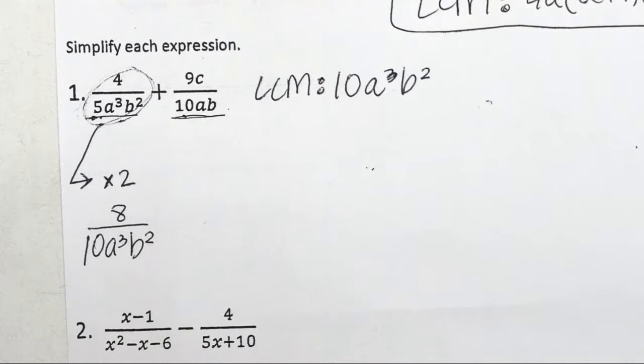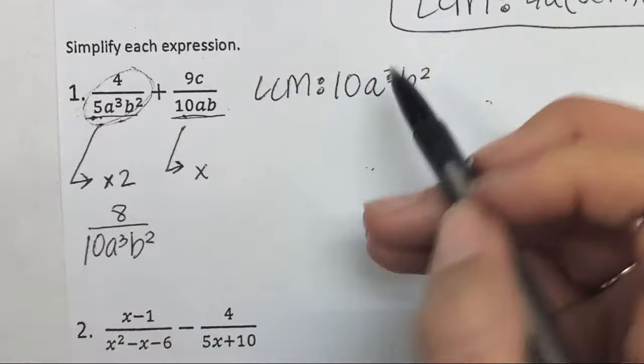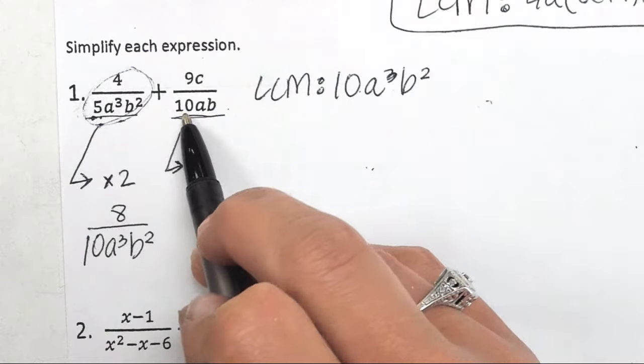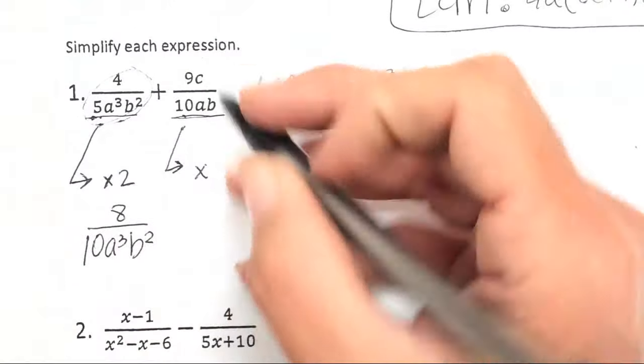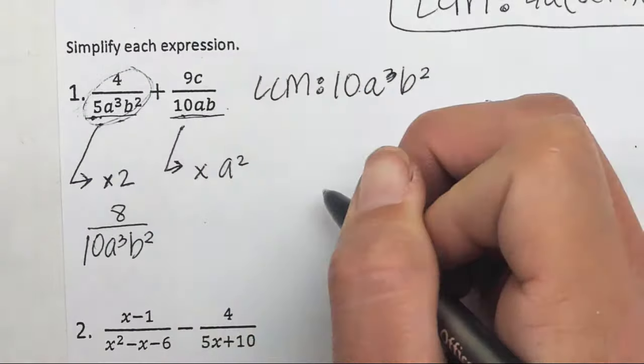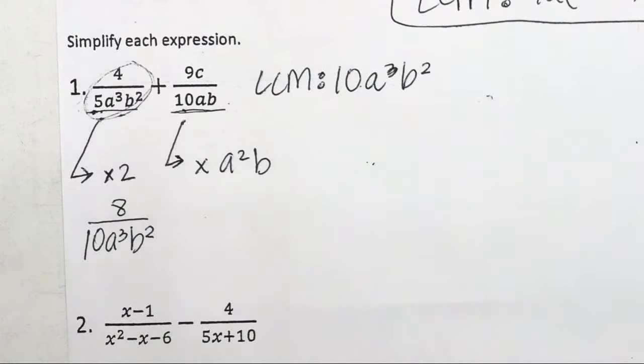And why did I multiply by 2? Good. So I need to multiply this one. I'm just going to put my operation right here. Is it already 10? Yes, but I need to multiply this by what to get A cubed? Good. And times what? B. Good. Any questions about that part?